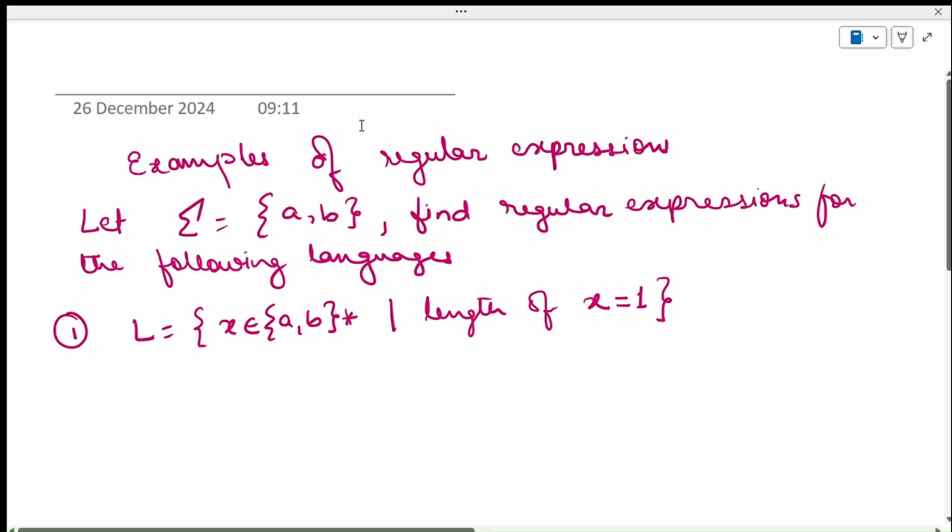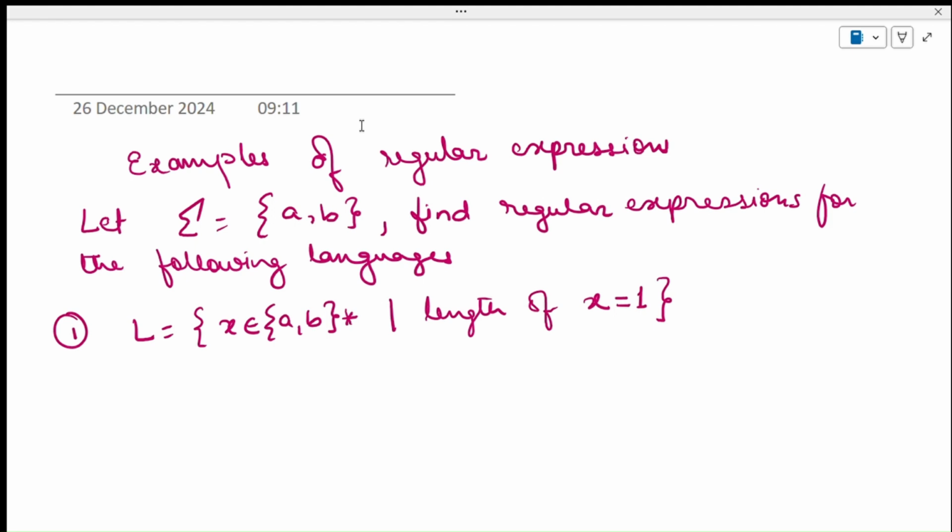Good morning, everyone. Today we'll see some examples of regular expressions. Let's say that sigma is {a, b}. That is, there are two symbols in this alphabet set, and we have some languages over this sigma.